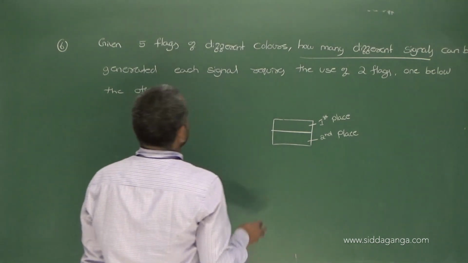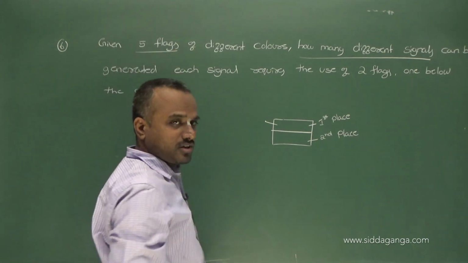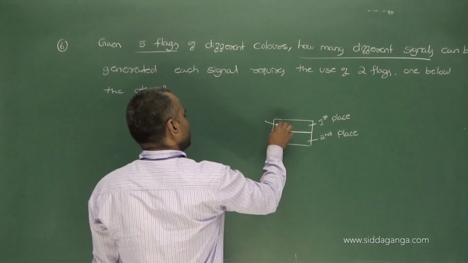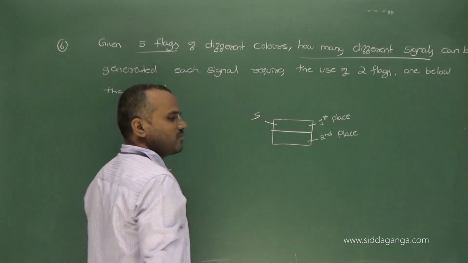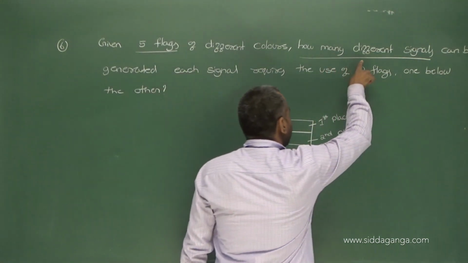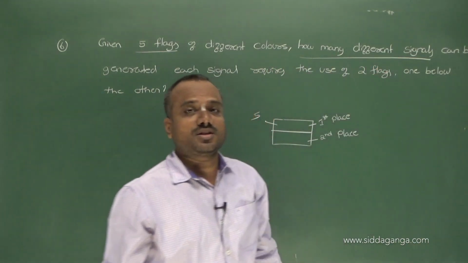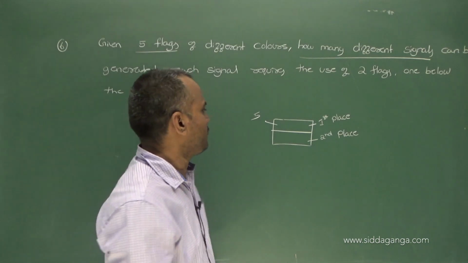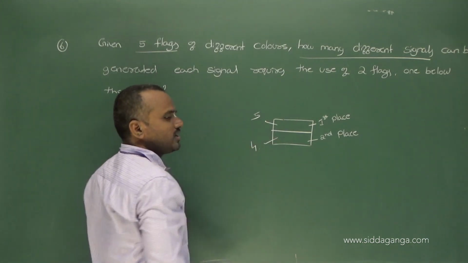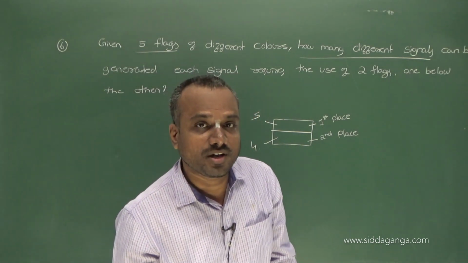So that means the first box, because he has given 5 flags of different colors, can be filled in how many ways? 5 ways. Since repetition of the digit is not allowed, because he wants different signals, the second place we can fill in how many ways? 4 ways.